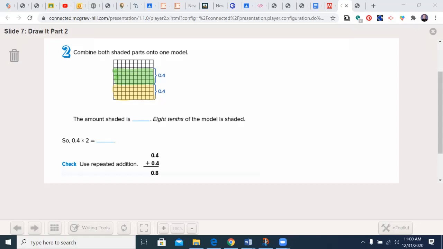The amount shaded in is 0.1, 0.2, 0.3, 0.4, 0.5, 0.6, 0.7, 0.8, which is read as 8 tenths. So the answer is 8 tenths, or 0.8. I could check it using repeated addition. 4 and 4 is 8. I lined up my decimals. 0.8, we're good to go.